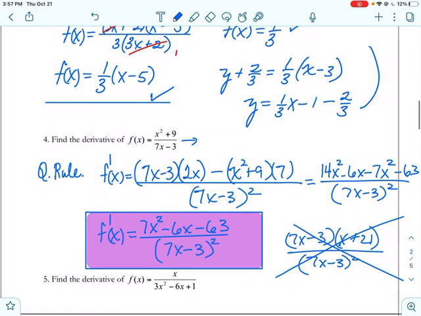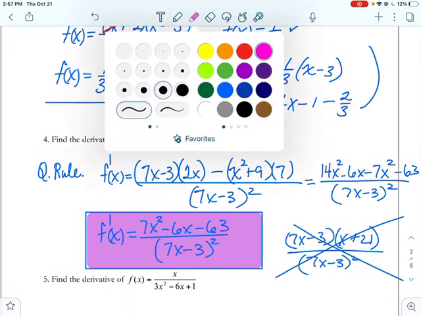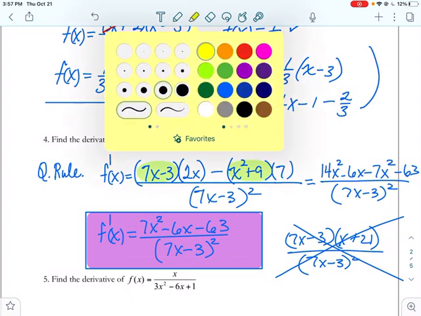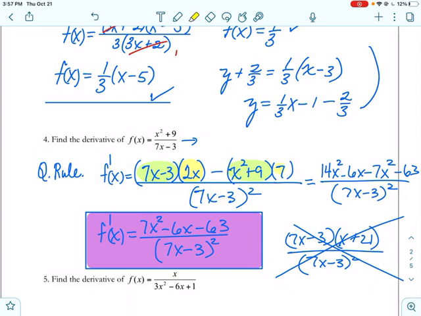The next problem we're going to use the quotient rule on. We start off and say, all right, f of x is equal to a quotient, which does not appear to simplify: x squared plus 9 over 7x minus 3. So we have low d high less high d low. The derivatives are in yellow, over low squared, and away we go.